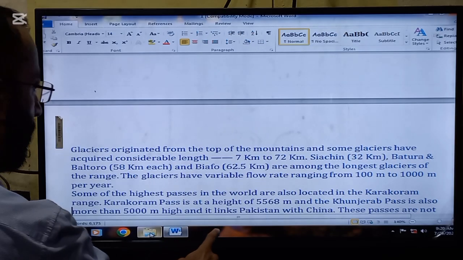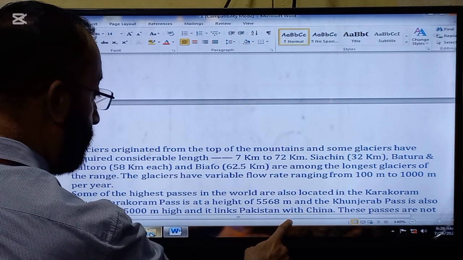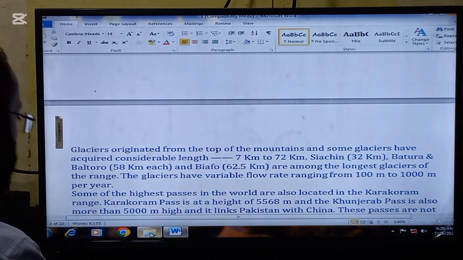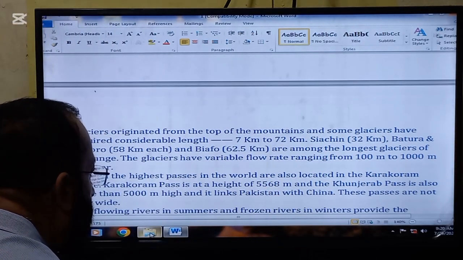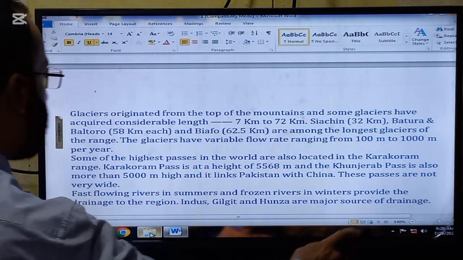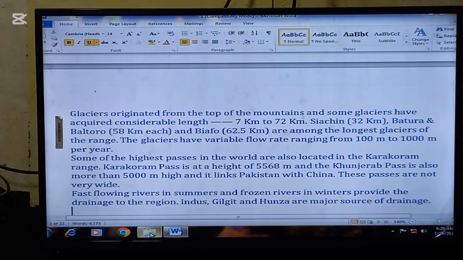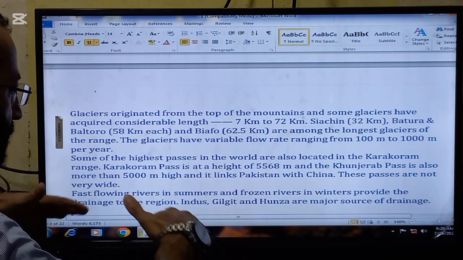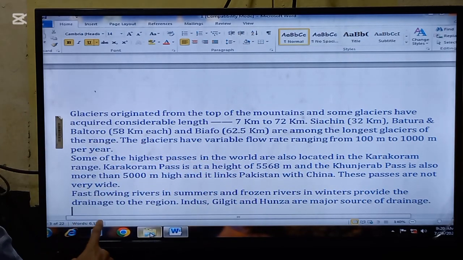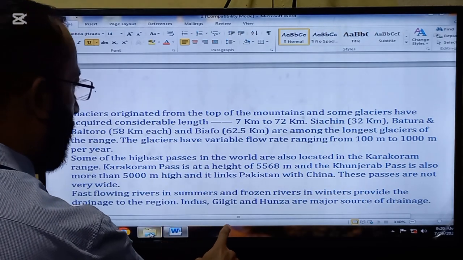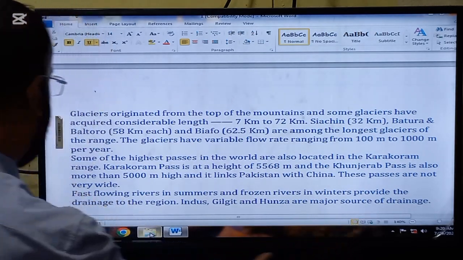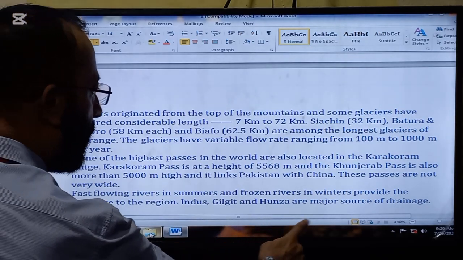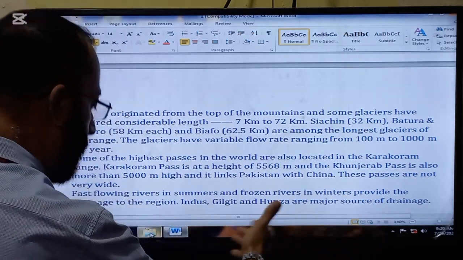Karakoram Pass is at a height of 5568 meters. So look at the height of the pass. The Khunjerab Pass is also more than 5000 meters high, and it links Pakistan with China. These passes are not very wide, so the width is less, but they are very important as far as the height is concerned. Fast flowing rivers in summers and frozen rivers in winters provide the drainage to the region. Indus, Gilgit and Hunza are the major sources of the drainage.